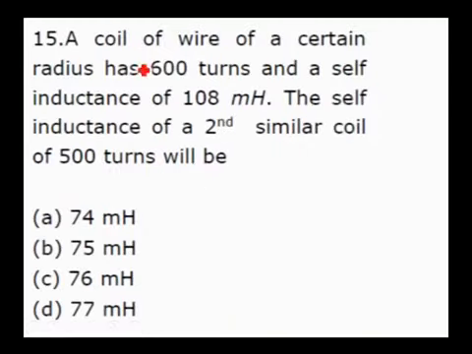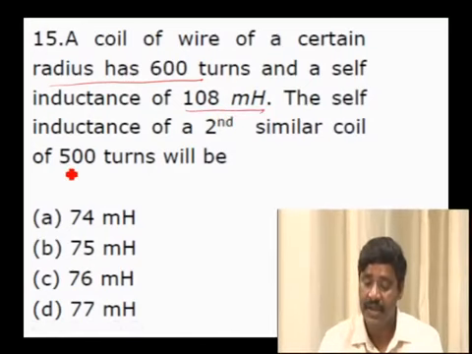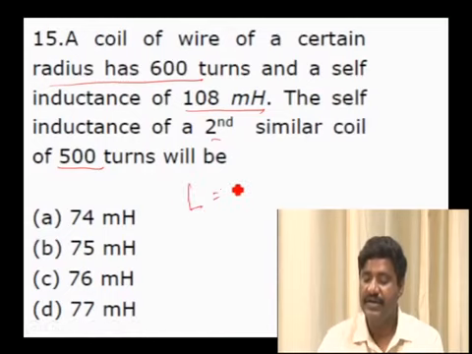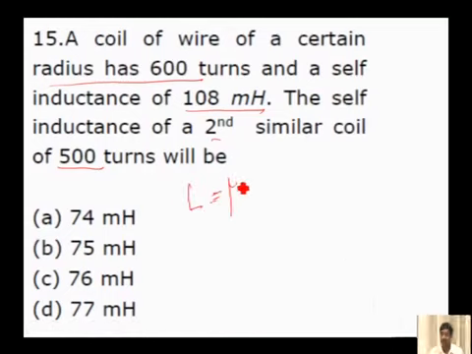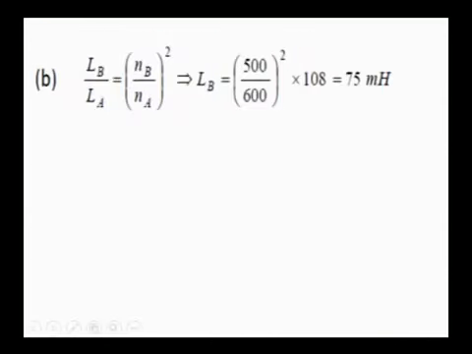Now there is a coil of certain radius that has 600 turns, and its self-inductance is 108 millihenry. There is another coil with 500 turns. What is its self-inductance? Previously, the self-inductance expression was mentioned as L is equal to mu naught N square A divided by l. Mu naught is the permeability of free space, which is 4 pi into 10 power minus 7. A is the area of the coil, N is the total number of turns, and l is the length of the coil.